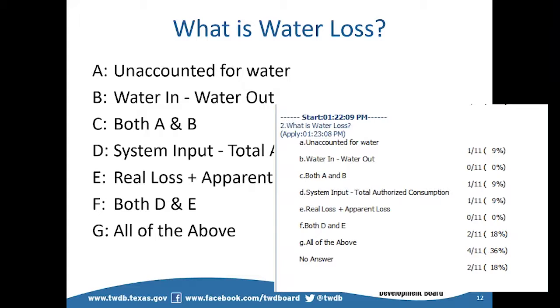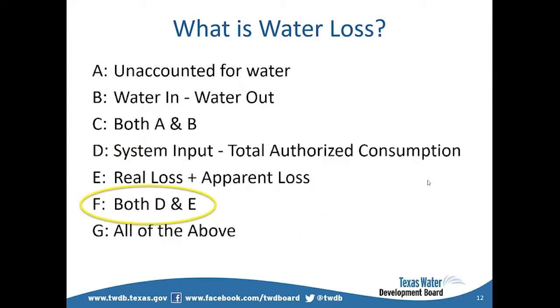Or I might get a few that say unaccounted for water, which totally makes sense. I understand where those folks are coming from. But as I've mentioned, we follow the methodology put forth by the AWWA, and in that methodology, they do not use unaccounted for water anymore. So the answer here would be both D and E: total system input volume minus total authorized consumption, and real losses plus apparent losses. The reason they don't use unaccounted for water anymore is that using this method, everything can be accounted for.